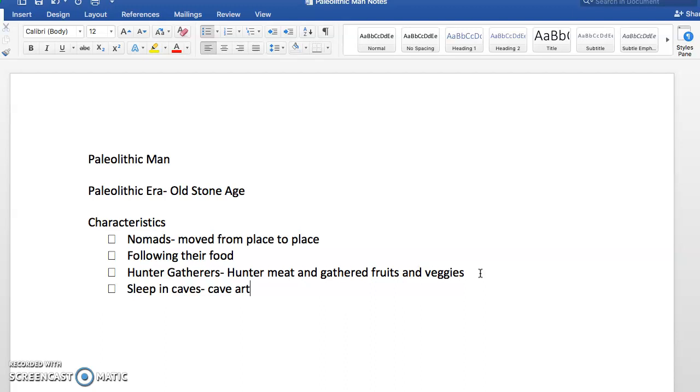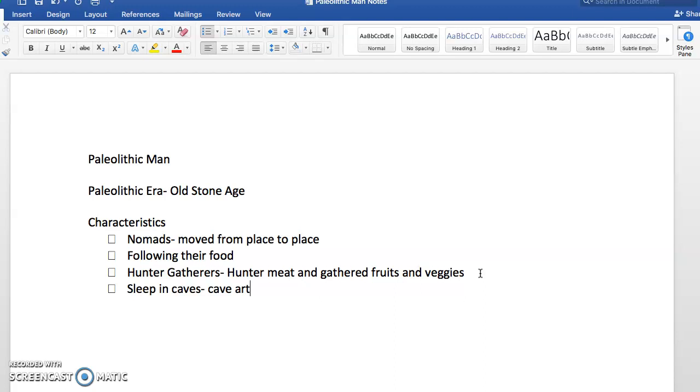So cave art was really an expression of the things that they wanted to say in lieu of a spoken, well, a universal spoken or a written language. They did have a little bit of spoken language, but not as uniform as we have today. So I want to be clear that Paleolithic man did not farm. Farming did not happen until the Neolithic age with Neolithic man.